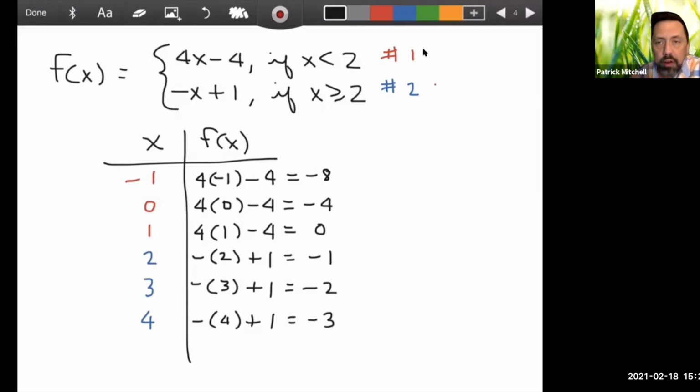All right, so before we go over to the graph, let's figure out where the hole is going to be. The hole is going to be at 2 because that's where rule 1 and rule 2 break apart. Which rule does 2 not belong to? It does not belong to rule 1. So this is going to be the location of the hole. We're going to do 4 times 2 minus 4, and when you put 2 in there, you get 8 minus 4, which is 4.